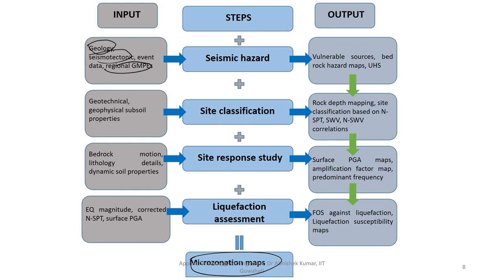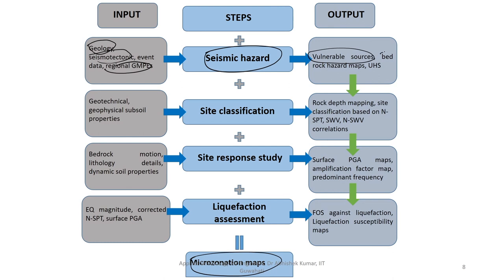Again, taking the regional ground motion prediction equation, and a probabilistic or deterministic model, one can develop the hazard map, that is, the seismic hazard map of a particular study area. This can be used to identify which regions are more vulnerable as far as the seismic hazard is concerned.